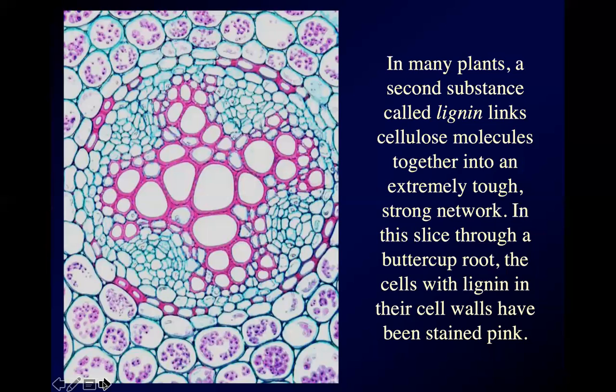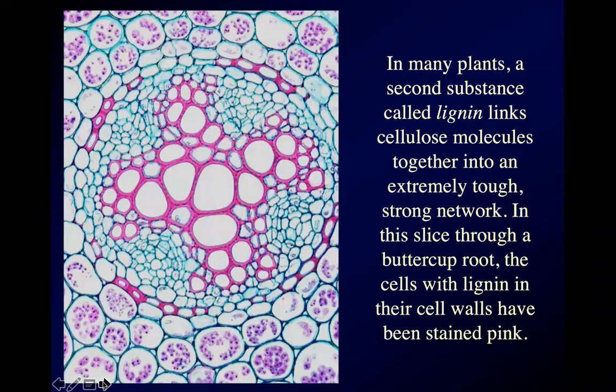The difference between a tough plant part like wood and a soft plant part like, I don't know, a leaf of spinach or the petal of a flower or something like that, is the wood has much thicker cell walls, and the wood also has lignin locking together the cellulose to make something a lot stronger.